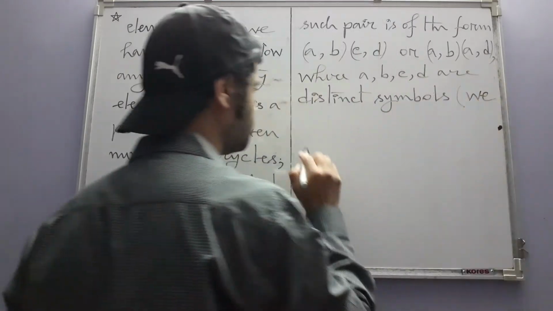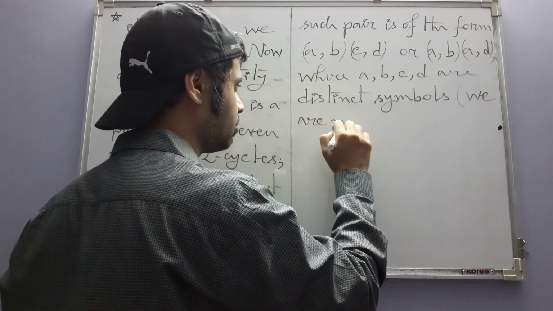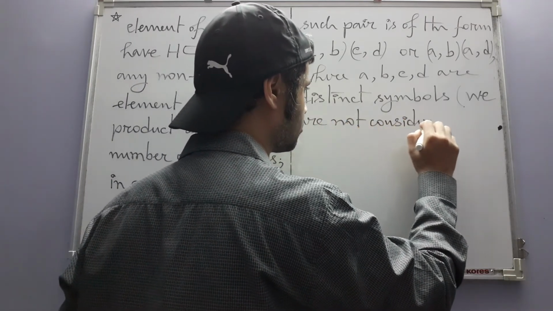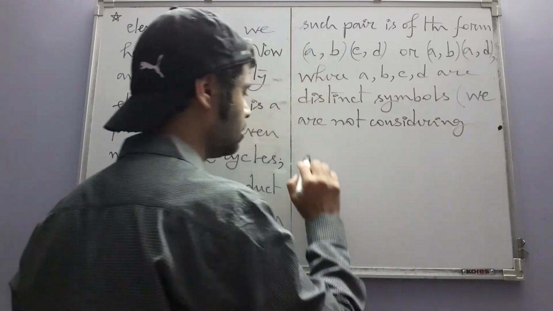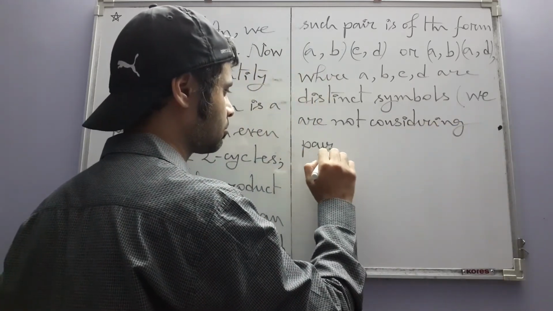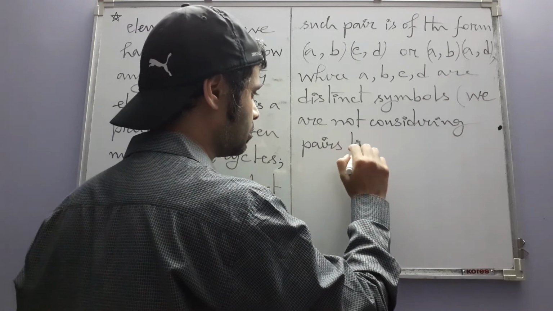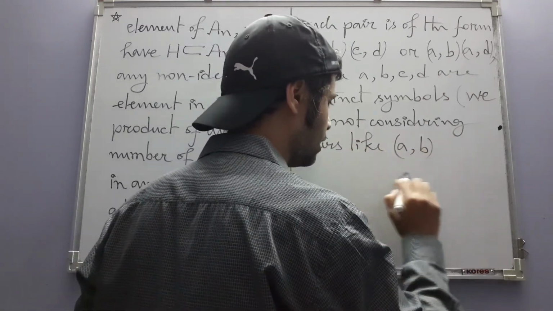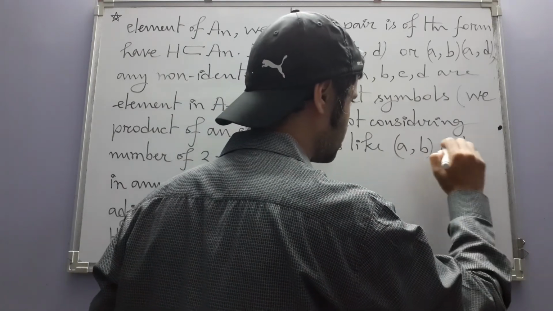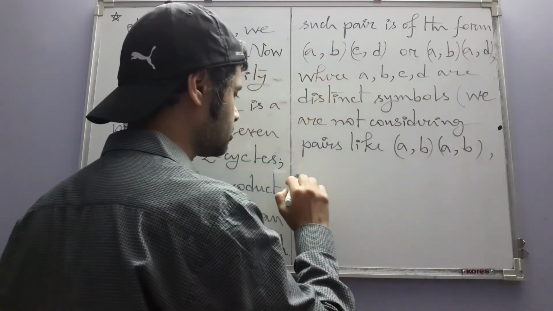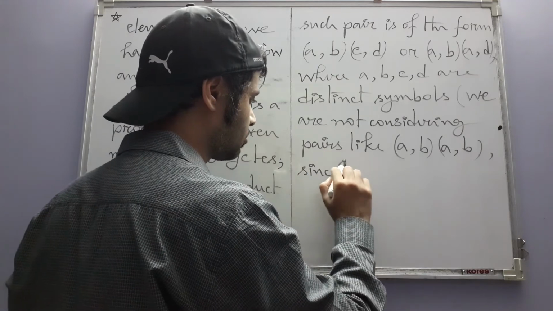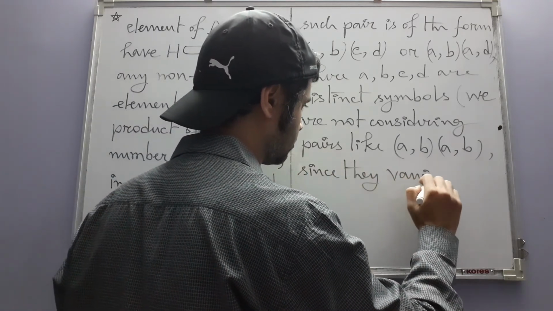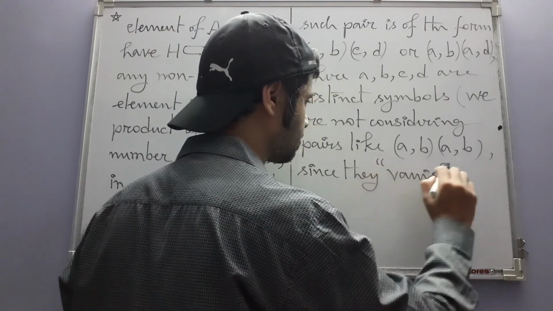We are not considering pairs like (a b)(a b), since they vanish. Why?